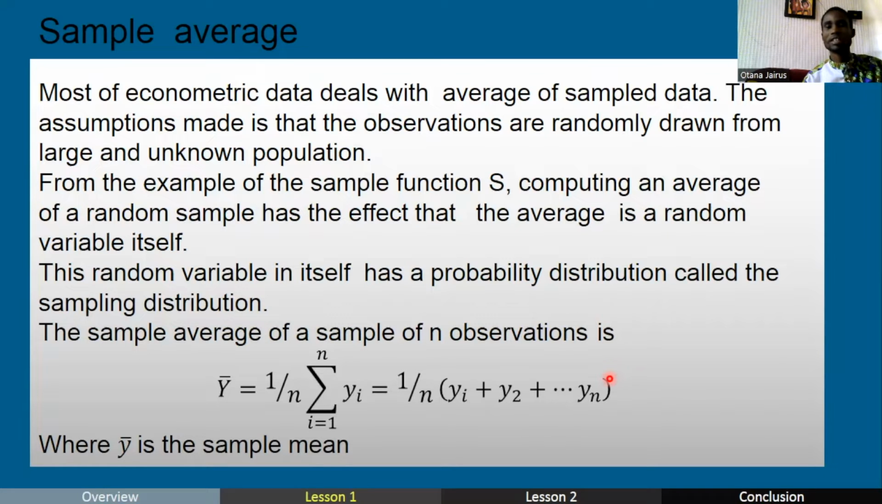This random variable in itself has a probability distribution, and we call it the sampling distribution. The sample average of a sample of n observations is given by this formula, where y bar is equal to 1 over n times the summation of the y's, for the first observation, second, third, till y equals n.